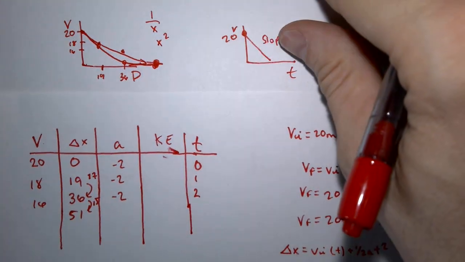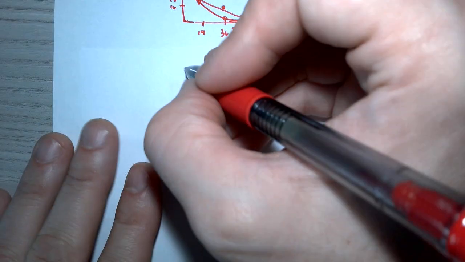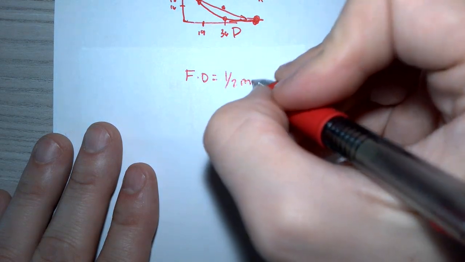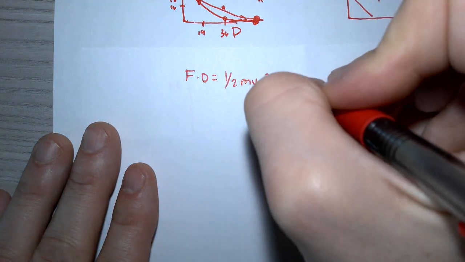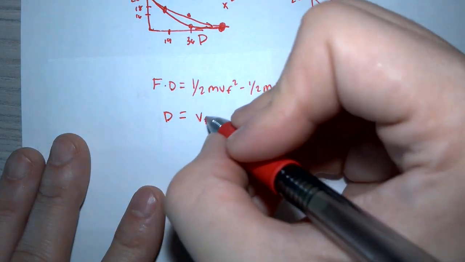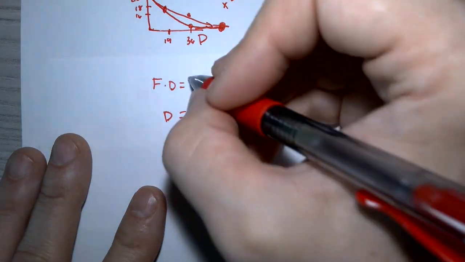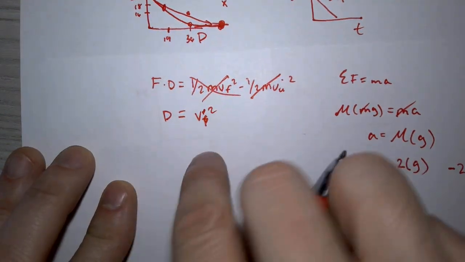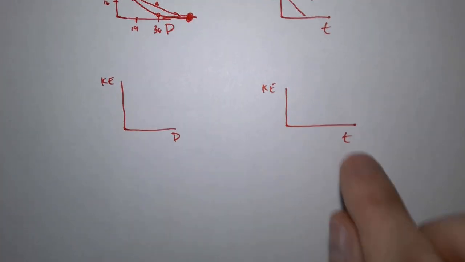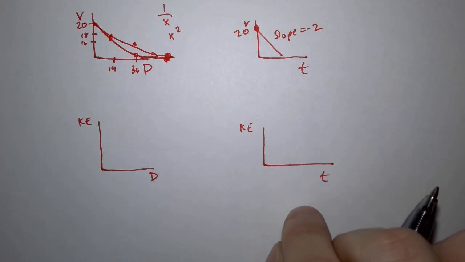And we actually could have known that because we could have thought about the idea of force times distance representing 1/2 mv final squared minus 1/2 mv initial squared, which means that distance is proportional to velocity final squared if the initial is 0. So we would have a parabola situation. Kinetic energy as a function of distance and kinetic energy as a function of time. Kinetic energy is a function of time and distance.